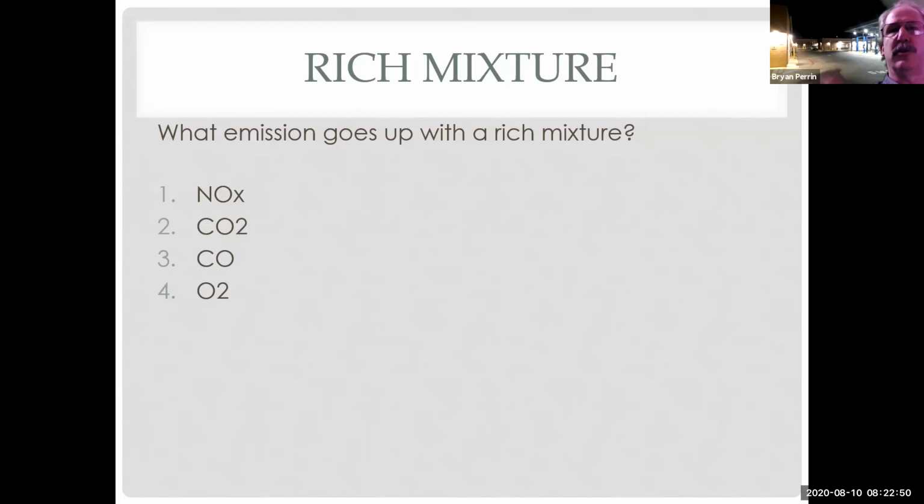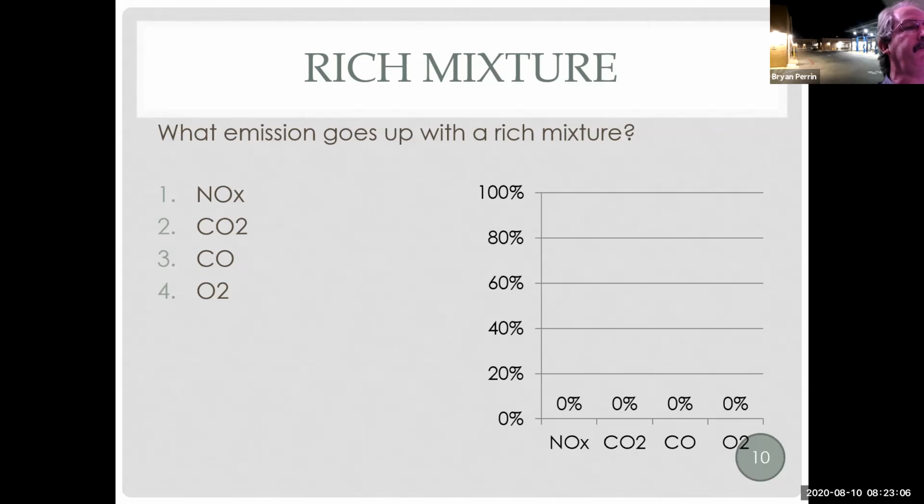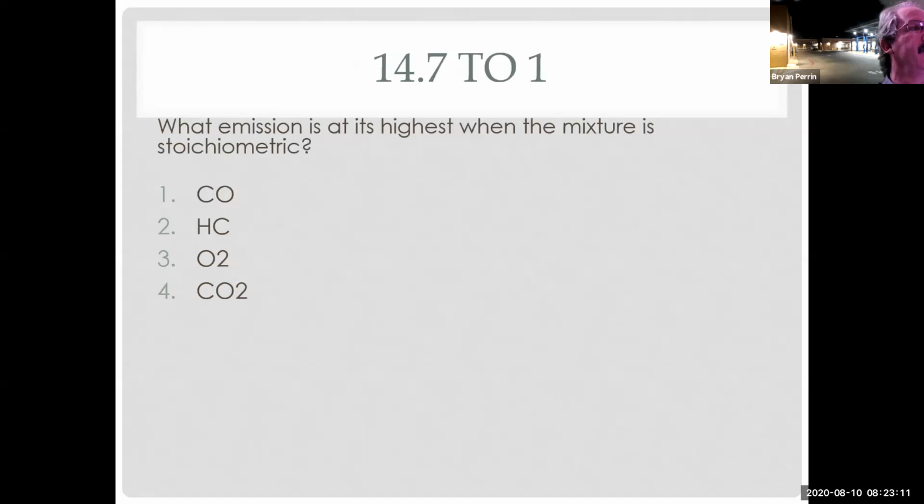NOx is a result of excessive heat. We get excessive heat in a lean mixture. A rich mixture runs cooler. And CO2, as I discussed before, is my efficiency gas. So it'll always be at its peak at 1 lambda. What emission is at its highest when the mixture is stoichiometric?